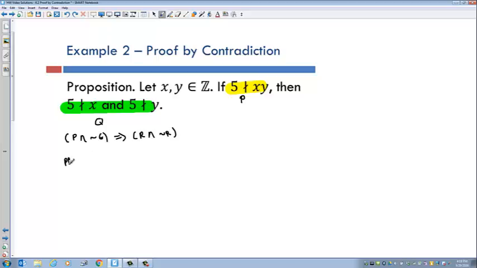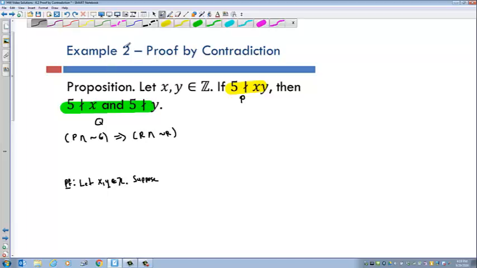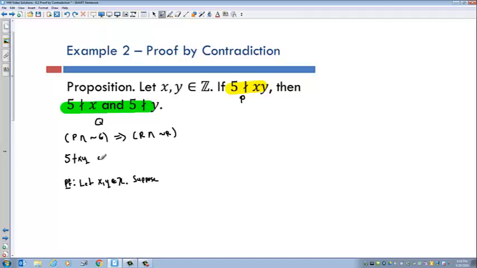So here's the proof. So we'll let x and y be integers, an element of Z. And maybe I should write this out first, because it's good practice. So let me move this down and let's write this out. All right. So what's P? P is 5 does not divide xy. And then we'll have not Q.